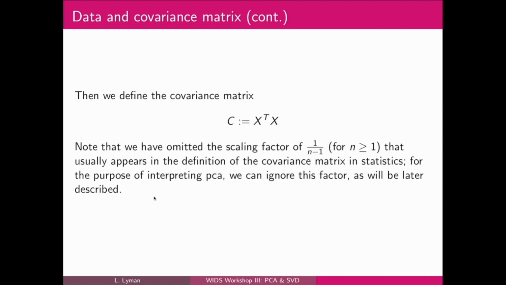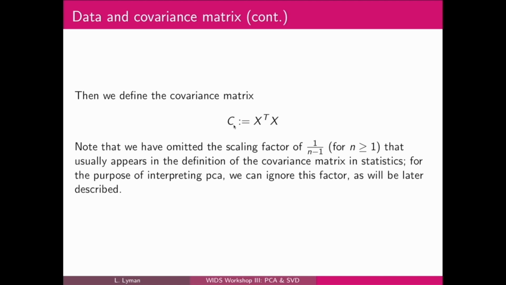From here, we then define the covariance matrix, capital C, to be X transpose times X. Note that we've omitted the classic scaling factor of 1 over n minus 1 that usually appears in the definition of a covariance matrix in statistics. However, for the purpose of interpreting PCA, we can actually ignore this factor. That will be discussed later.